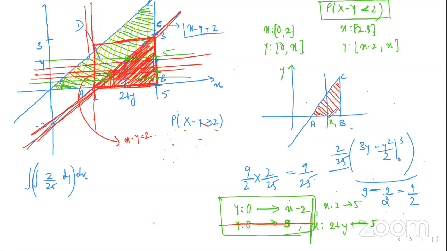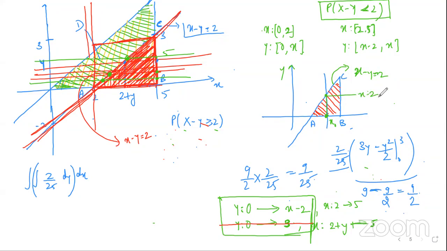So what is this point? This point is 0, right? So y is going from 0 to what is this point? Remember, this line is x minus y equal to 2. So this point is x minus 2, right? This point is x minus 2.